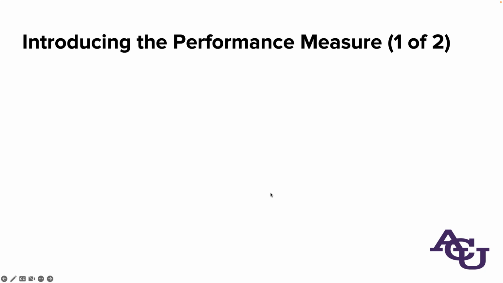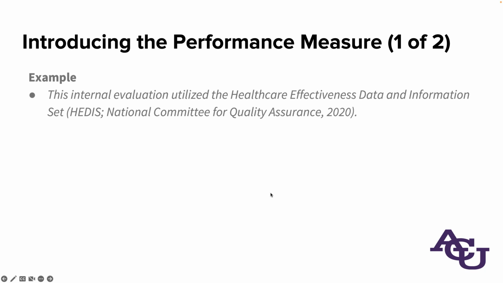So how would you introduce the performance measure? This is separate from how you're going to figure out the specific version. This is how you convey to your reader. Well, you can use a phrase that says, oh, this internal evaluation utilized, or will utilize if it hasn't taken place, this internal evaluation utilized the Healthcare Effectiveness Data and Information Set. And then we introduce the acronym, HEDIS. And, oh, who wrote that? The National Committee for Quality Assurance. When was it published? 2020.